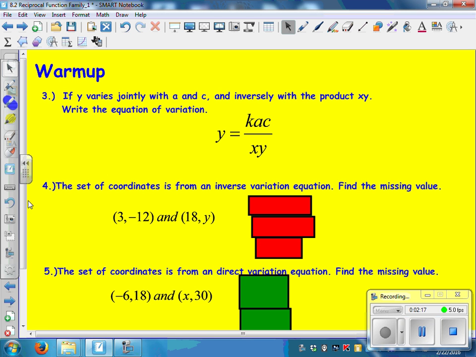Number 4, the set of coordinates is from an inverse variation equation. Find the missing value. Inverse variation implies that the product of a coordinate is constant. 3 times negative 12 is negative 36. This also implies the second point will have a product of negative 36 as well. Solving for y in this case, if x is 18, you get y is negative 2.